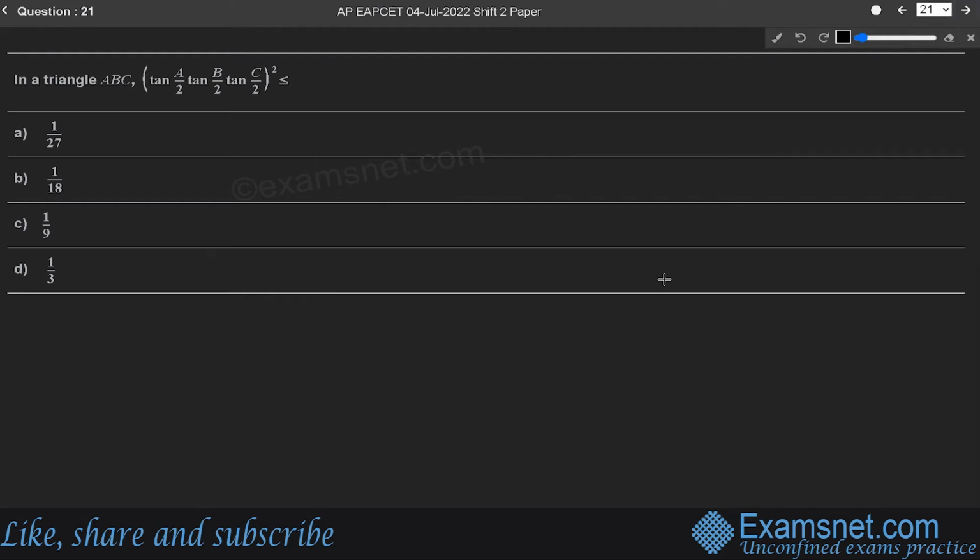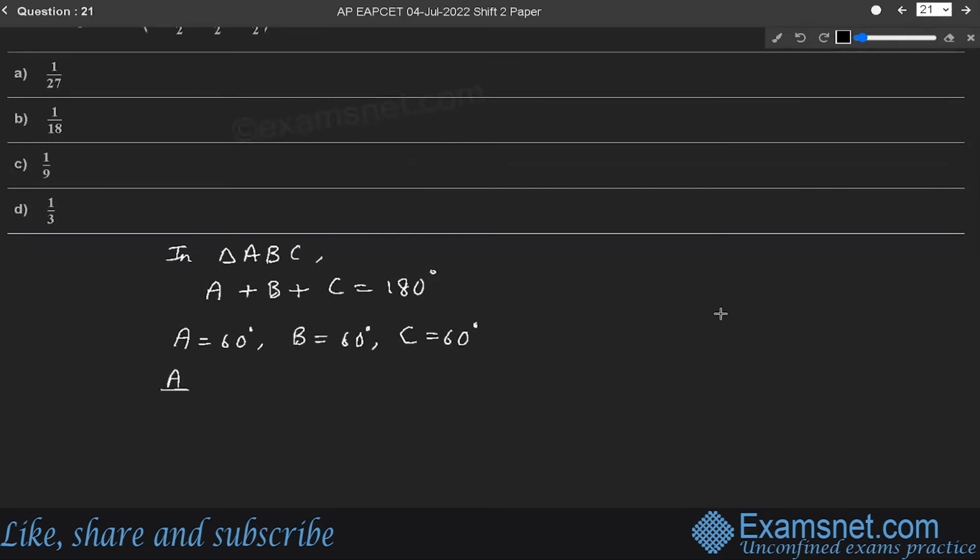Next question is, in a triangle ABC, (tan A by 2 into tan B by 2 into tan C by 2) whole square is less than or equal to. We know that in a triangle ABC, the sum of all the angles, A plus B plus C, is equal to 180 degrees. If the sum is 180 degrees, we can take each angle as 60 degrees. So A is equal to 60 degrees, B is equal to 60 degrees, and C is equal to 60 degrees. Now we have to find the value for A by 2. A by 2 means 60 by 2, which is 30 degrees. Similarly, B by 2 will also be 30 degrees and C by 2 will also be 30 degrees.